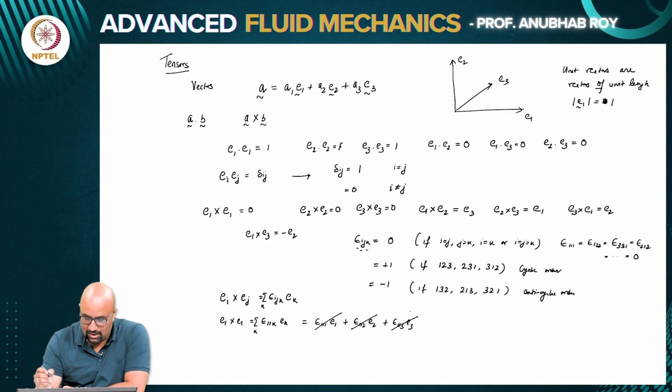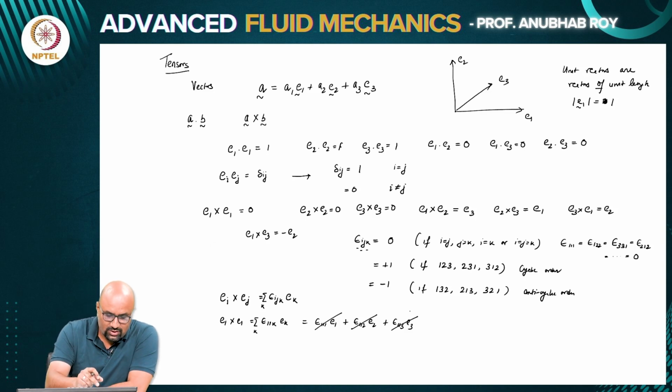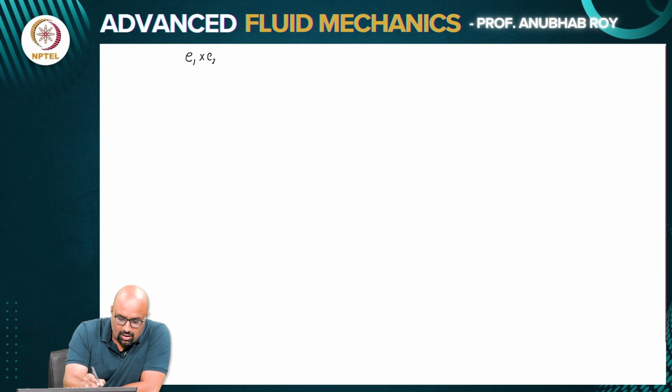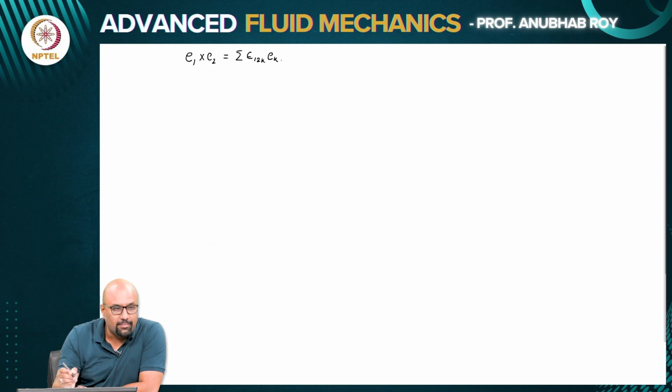Now, let us try the next case, which is if I take E1 cross with E2, which is to say that I am going to have epsilon 1 2 k E k. So, it is summed over all k's. So, I will write this explicitly: epsilon 1 2 1 E1, epsilon 1 2 2 E2, epsilon 1 2 3 E3.